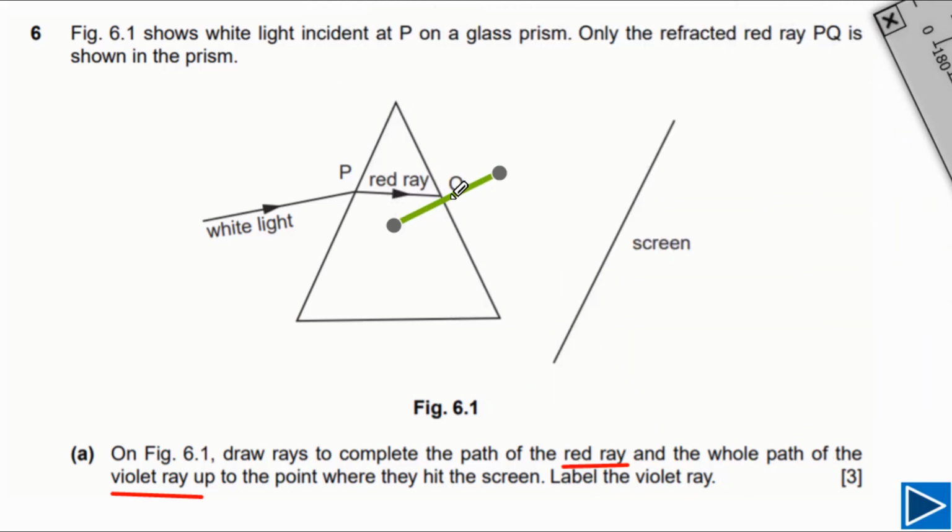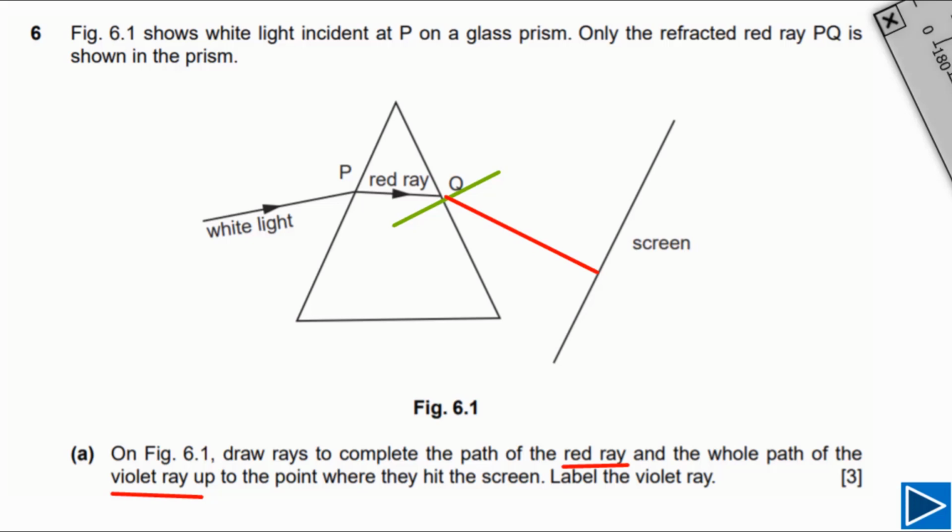Next we need to draw how this will refract. This will refract away from the normal because it is entering a less dense medium. This will bend like this. So this ray of light is going to bend like this. So it will bend away from the normal. So we can draw like this. So this is what we need to draw for the red light.